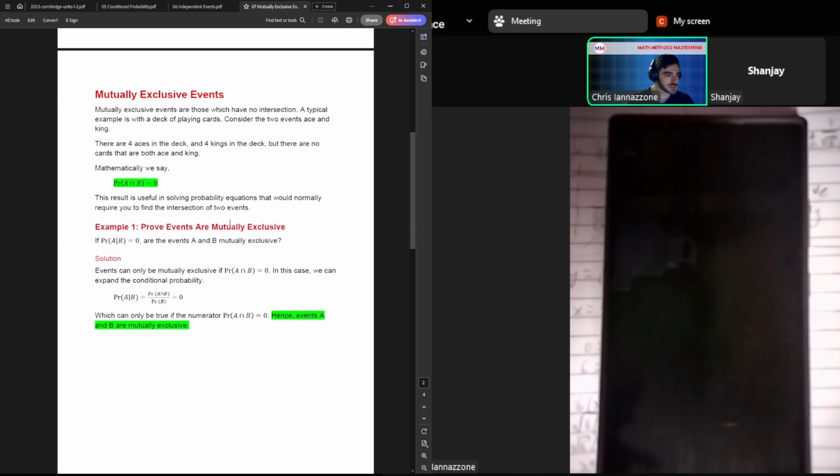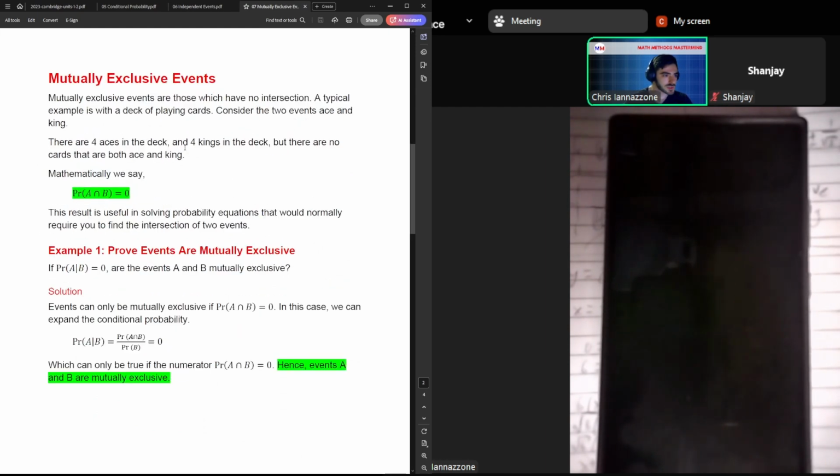But okay, very similar to independence is mutually exclusive events. It's just another way of describing the relationship between two different events. Now, mutually exclusive events just means it has no intersection, so the two sets are disjoint. They don't touch as far as the Venn diagram is concerned.